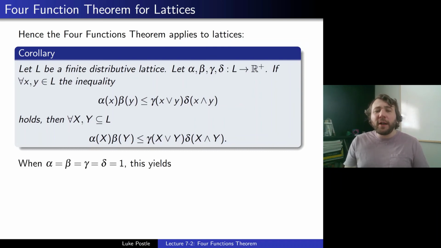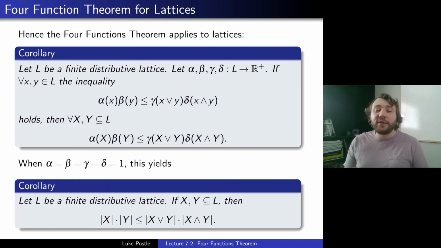And now that actually has a rather nice application, because if you set all of these equal to 1, if you just take functions that are equal to 1, then there's actually nothing to show in the condition. The first inequality would always hold. 1 times 1 would be at most 1 times 1. You can show then that if L is a finite distributive lattice, and if X and Y are subsets of L, then what does that bottom inequality become?